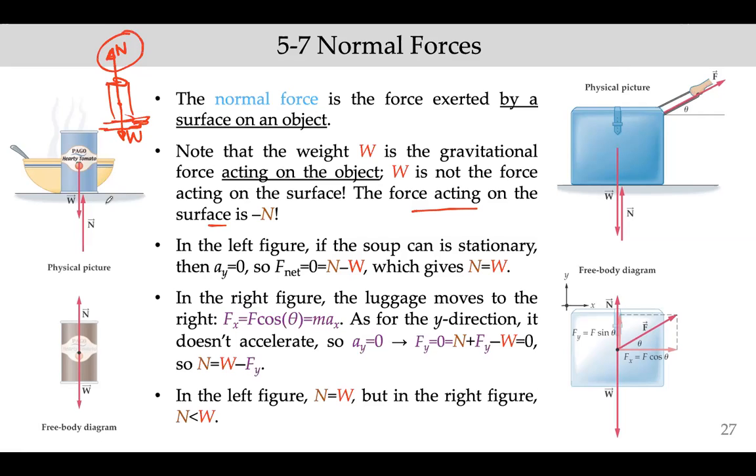Now that force is, if my hand or the surface is pushing the soup can up with the normal force, then the force on my hand is negative N. That's what it says here. Or on the surface, the force will be opposite of this one. So let's just think about the surface. What is the force on the surface due to the soup can? It will be negative normal force.